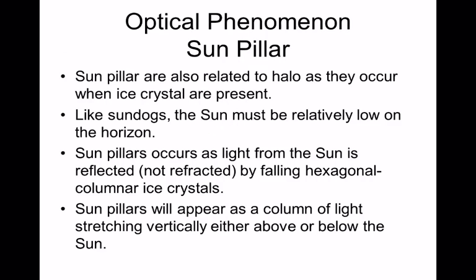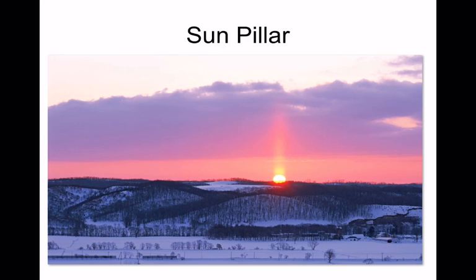Another thing is the sun pillar, and sun pillars are also caused by ice crystals. And the word pillar kind of gives it away. It is like a pillar, a shaft of light basically coming from the sun. Again, the sun needs to be low on the horizon, and it will extend either vertically up or vertically down. And here's a picture of that. That is pretty.